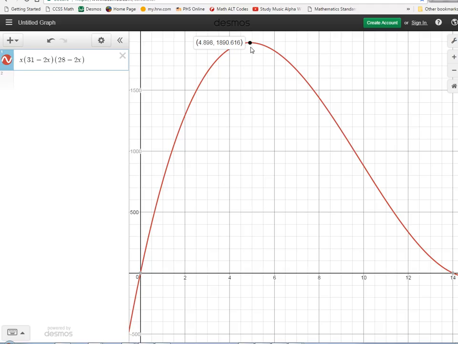Well, does everybody see how we finish this stuff? So this tells us that the volume is going to be the biggest because that's the peak of the volume function, right? When x is 4.898, so about 4.9 centimeters, right? That gave us the biggest volume, right?